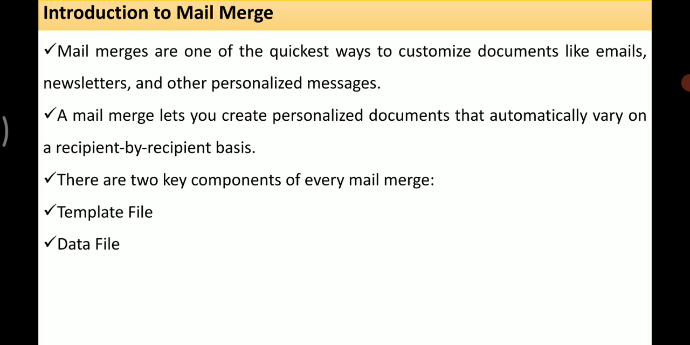The next component is the data file. This is your data source. It can be a Microsoft Excel spreadsheet or a Google Sheets file. This will contain the personalized information, like the names and addresses, and this will be added to the template file. So your mail merge automatically adds the personalization data from the data file to your template file.